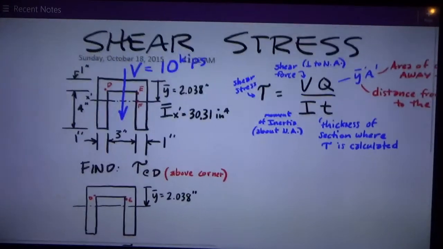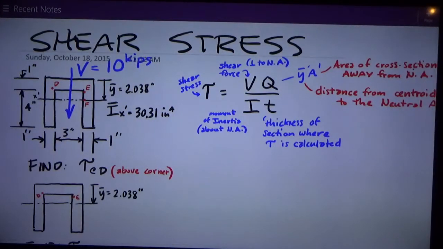And in another video, I did a calculation of y bar and the centroidal moment of inertia I bar x prime in this orientation. And I got those two values that are given, 2.038 inches for y bar and Ix is 30.31 inches to the fourth. Look at that other video if you want to see how to calculate those things.